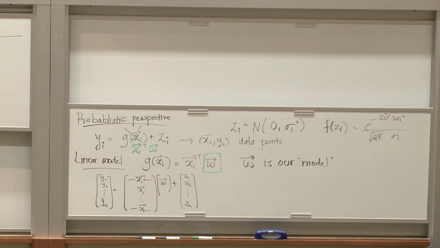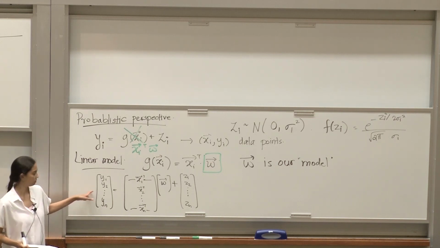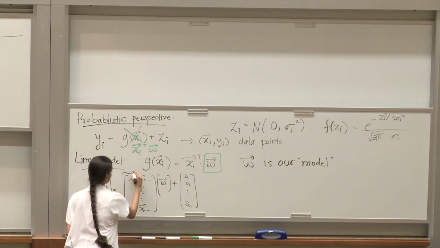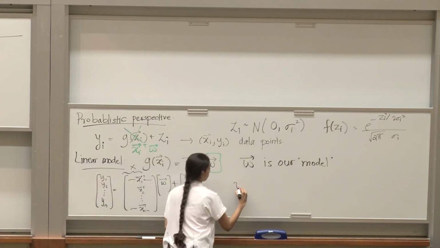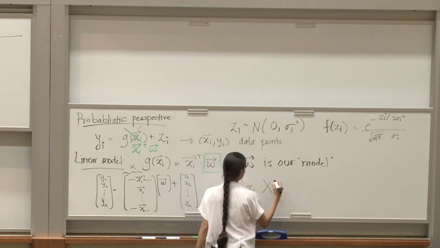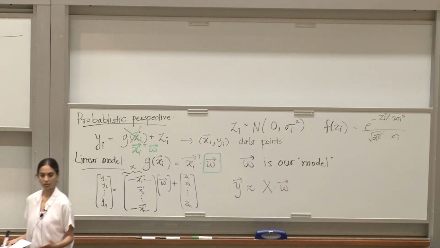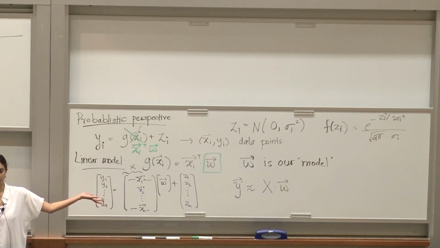Everyone see this? Okay. So this is like the equations that we've been seeing very often, right? This is basically, if I call this matrix x, this is vector y, y is approximately equal to x times w, right? And how do we solve this? Least squares, right? We've done this a million times at this point. We know how to solve this.